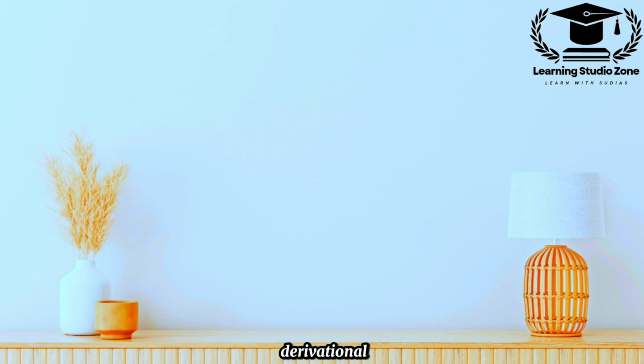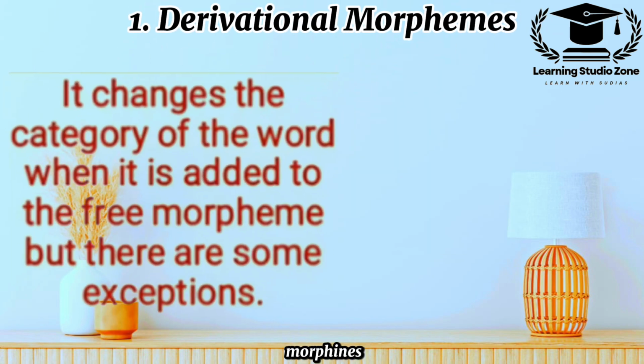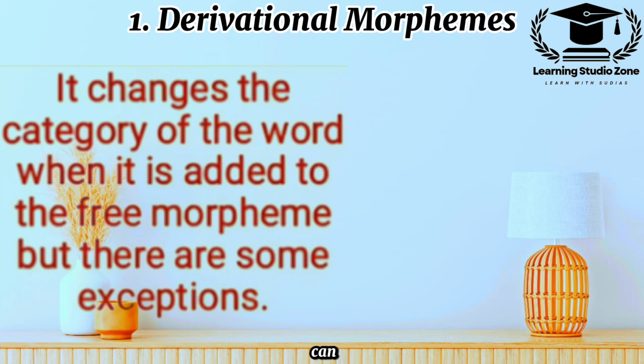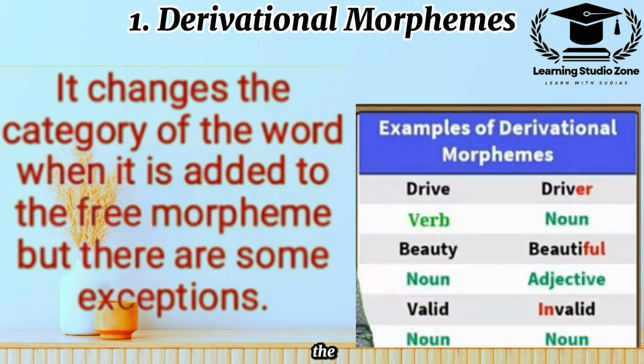Now first, derivational morphemes. Derivational morphemes are those morphemes that can change the category of a word when they are added to the root morpheme. For example, we have the word driver. We have added the er to drive. So it changes the category of the word because it changed the verb drive to the noun driver.